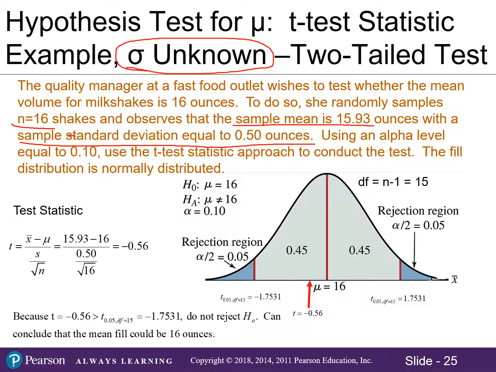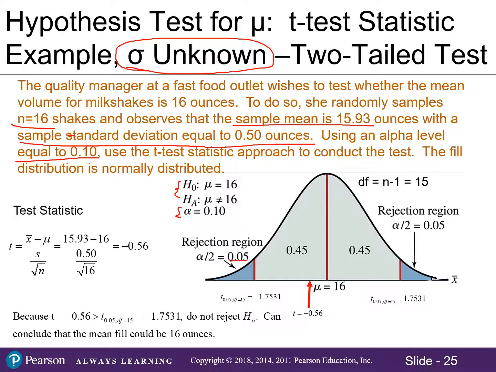I'm going to use an alpha or significance level of 10%. I kept telling you guys it was unusual. Don't ask me why, but your textbook loves 10%, so it's in here a lot. We're going to use the t-test approach to do this, and we're going to assume the distribution is normally distributed. Anyway, so here's your hypotheses, and here's my alpha.